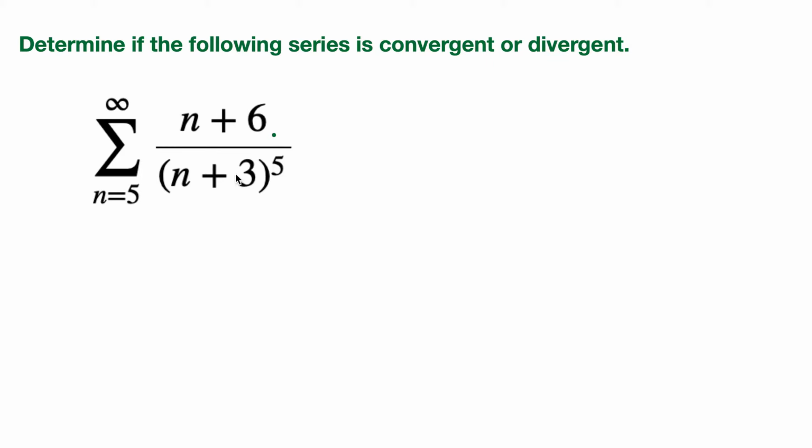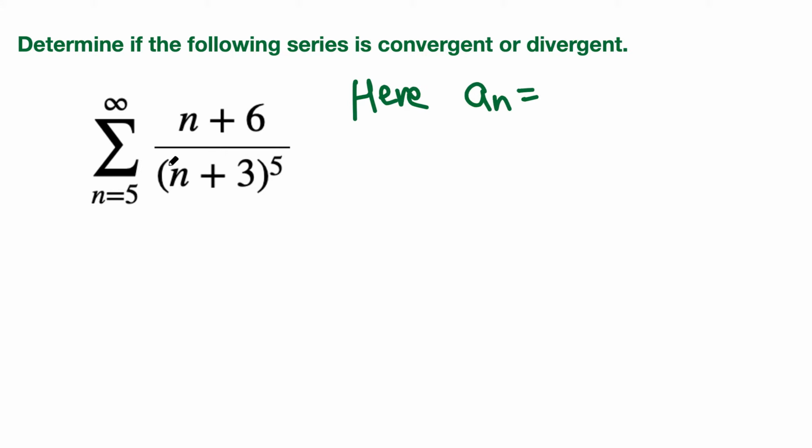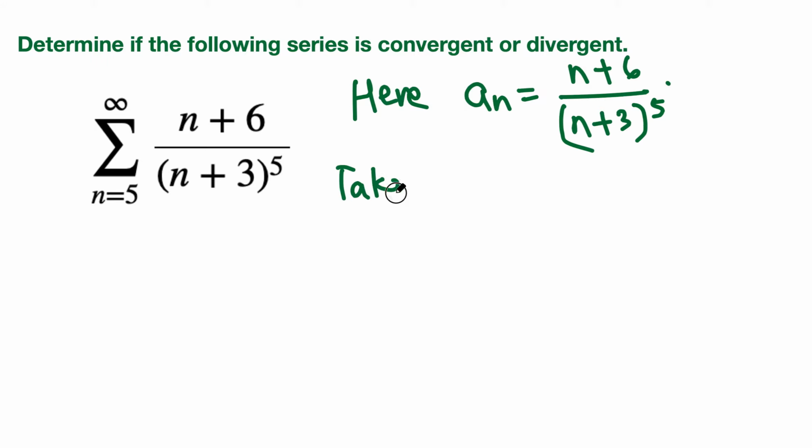So (n plus 3) raised to 5 means multiply n plus 3 five times, kind of. So why don't we take a simpler series based on these terms. So these are a_n. Here a_n means the given general term, (n plus 6) over (n plus 3) raised to 5. Every term is positive. Now based on this we can take a new series which is much simpler than this, and we will know the conclusion about that series in a second.